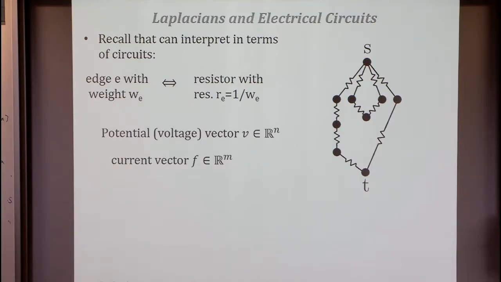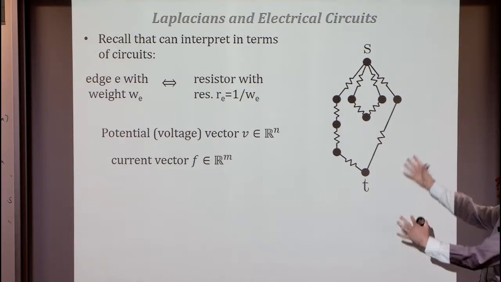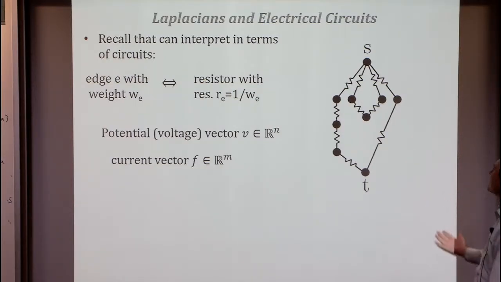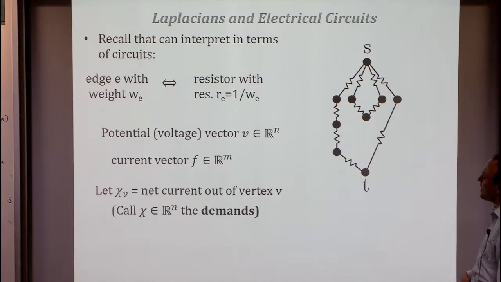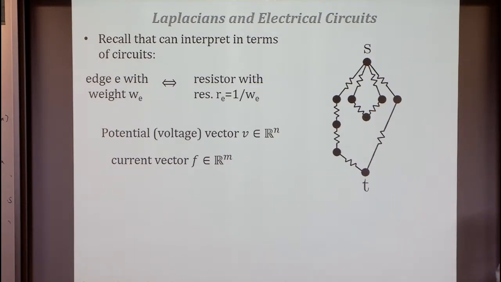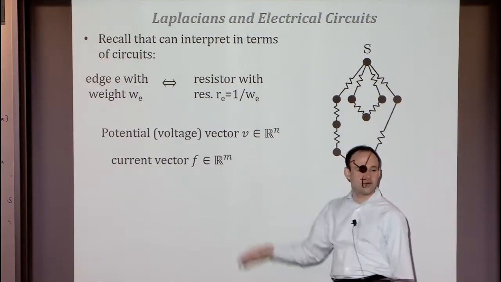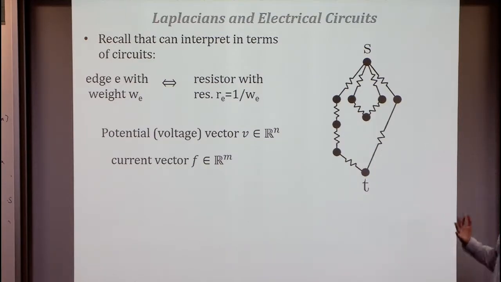In this algorithm, I'm not going to use very much about electrical circuits. I'm only going to use a couple of very simple facts about them. One of them is: what do you get when you put electricity on a graph? We're going to tie a battery, or a current source, to s and t. And you have two numbers that dictate what's going on. You have a potential vector, the voltages, which is a number assigned to vertices. You have a current vector, which assigns a flow to the edges.